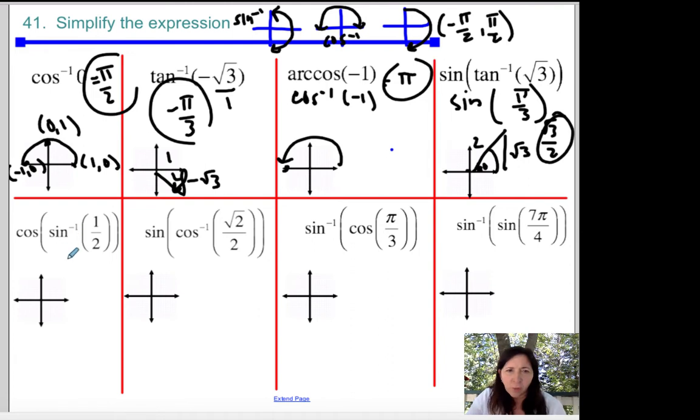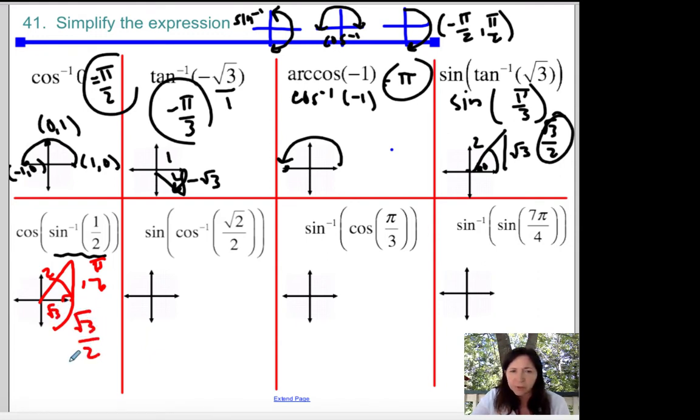This one is saying, remember this is a restriction, where is sine 1/2? So sine is 1/2, and remember sine can only be in the first and fourth quadrant. Because 1/2 is positive, we're at the 30-degree reference, or pi over 6. And then this is saying, well, what is cosine of pi over 6? Well, that's going to be root 3 over 2.